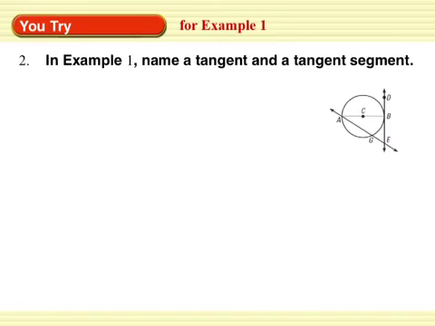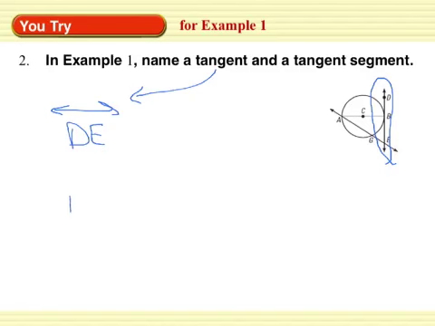In example 1, name a tangent and a tangent segment. A tangent's any line, segment, or ray that touches a circle at just 1 point. So I have a tangent is, we're going to say line DE is a tangent. And a tangent segment, let's say segment DB or segment BE.